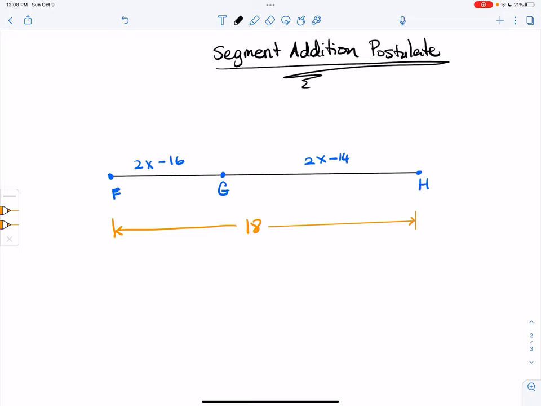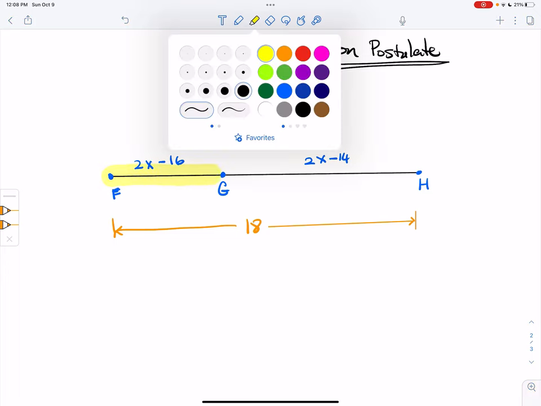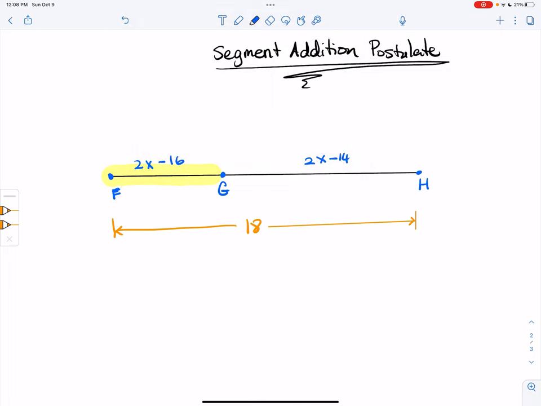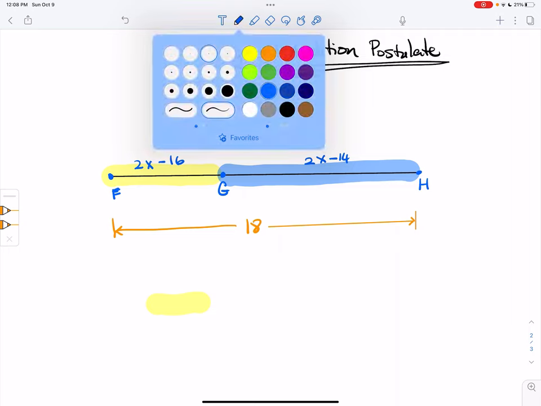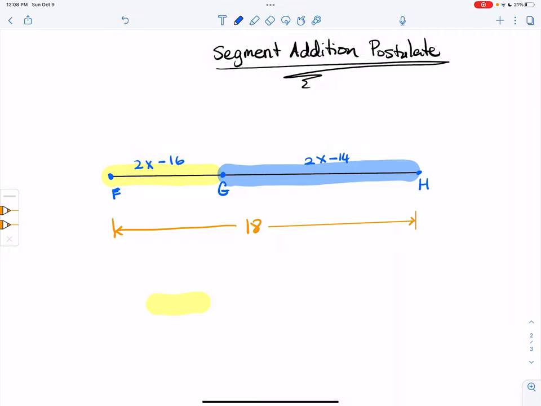So nothing crazy there. I'm going to be using my highlighter, and I have one part over here on the left and one part over here on the right. All I'm saying here is that if we take that yellow highlight and add it to the blue highlight, we get the overall total. Again, the yellow highlight plus the blue highlight will give you the overall total.